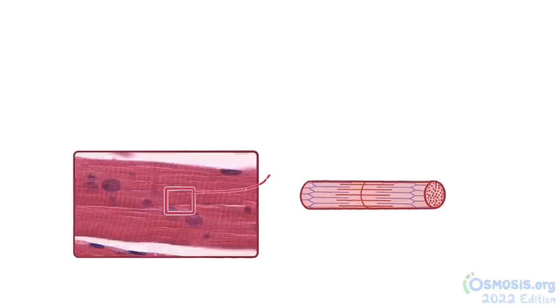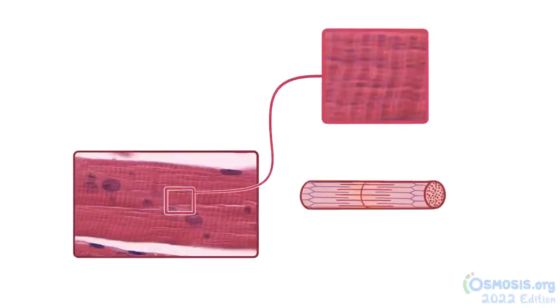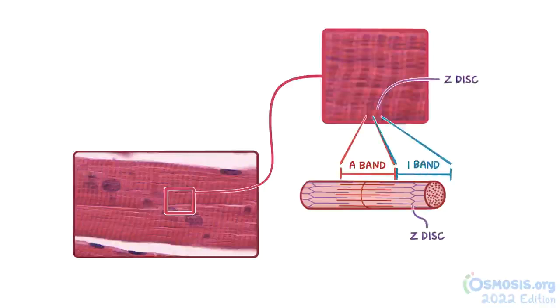If we take a closer look at this image, we can even identify some of the individual parts of the sarcomere that form the striations. The A band is the thick and dark band in the middle of the sarcomere, and the I band is the wide and light band which has a thin and dark Z disc that runs down the middle.